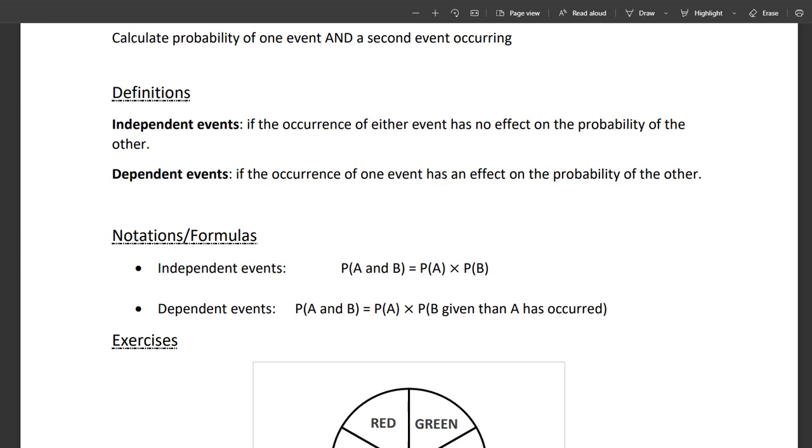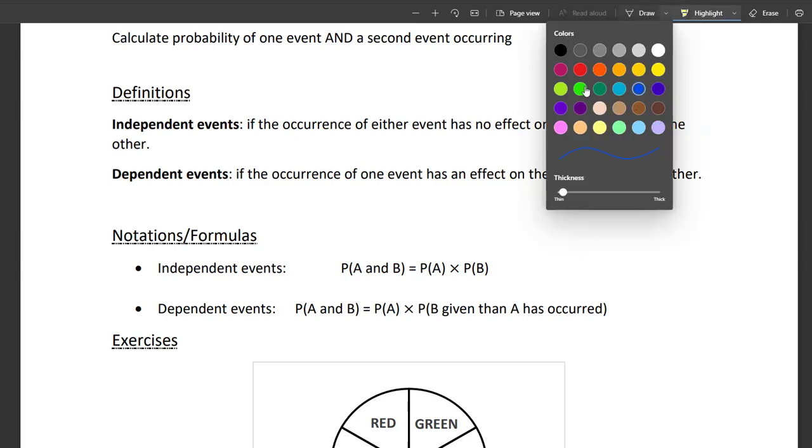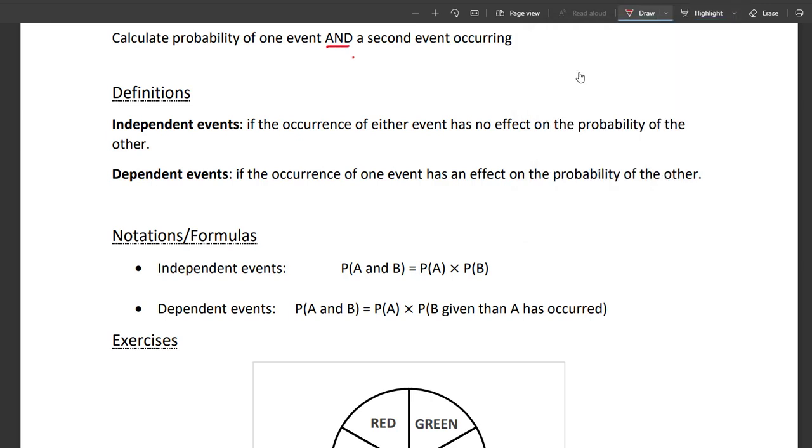In this video, we are going to calculate the probability of one event and a second event occurring. So whenever we have one event and a second event, we are going to multiply. So we have two definitions. The first one, we have independent events, if the occurrence of either event has no effect on the probability of the other. And then dependent events, if the occurrence of one event has an effect on the probability of the other.